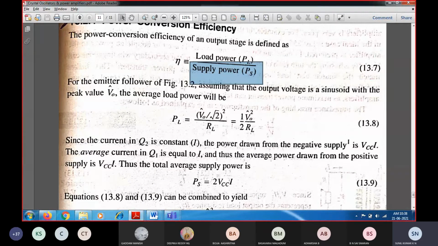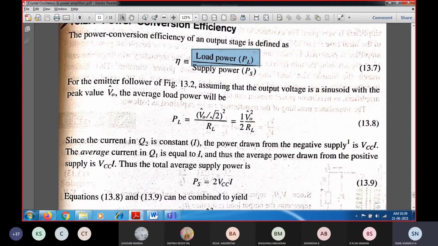So what is the efficiency? Power efficiency is the load power to the supply power. So how much amount of load power with the supply power, we are going to calculate. Load power is given with the root mean square value. Assuming the output voltage is sinusoidal with a peak value of V naught cap, we are going to find out the average load power. First we need to find out the AC power delivered to the load over the DC supply power, and that is nothing but efficiency.